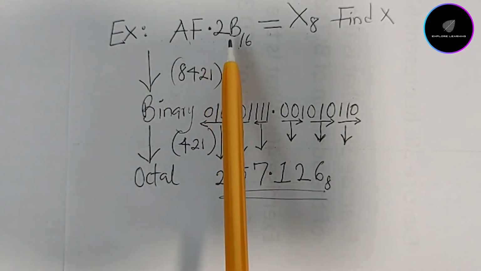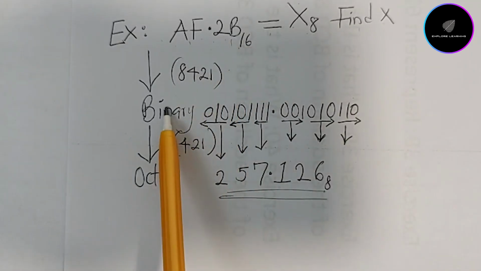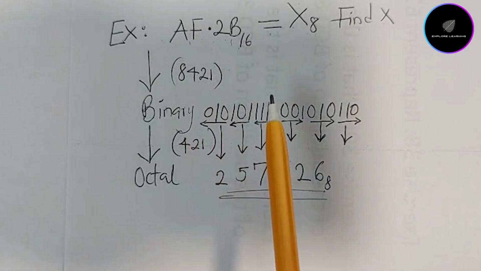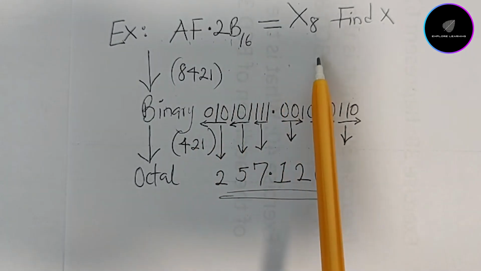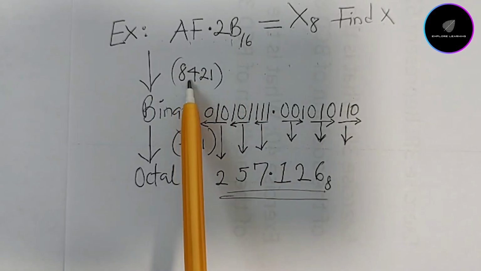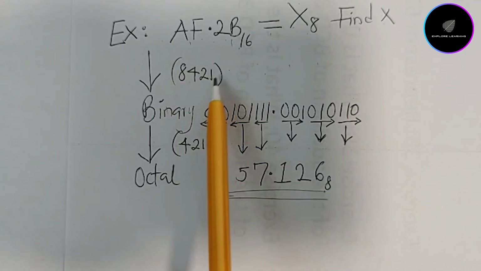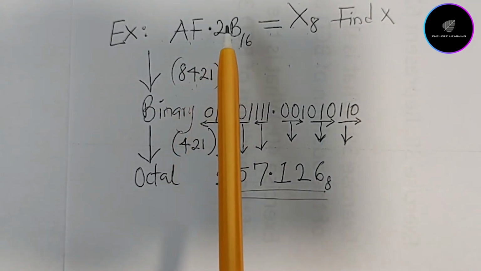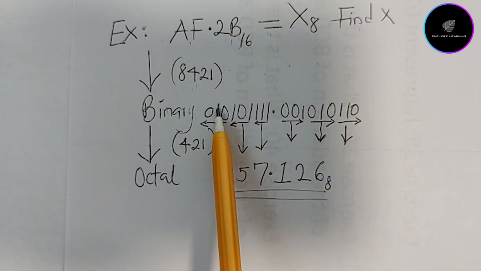Now we know the relationship between hexadecimal number system and binary number system is represented using a 4-bit binary coding system, which is represented as 8421. So this is the code we're going to use to convert hexadecimal to binary.